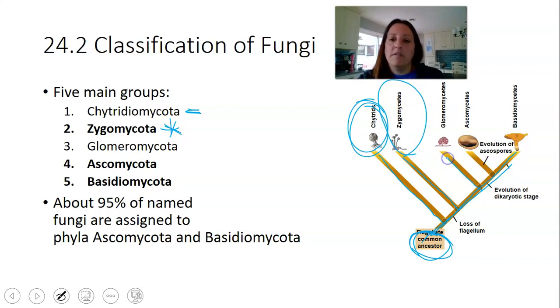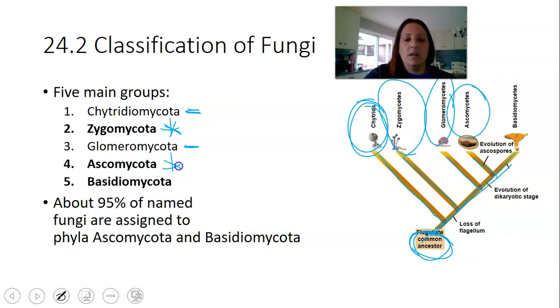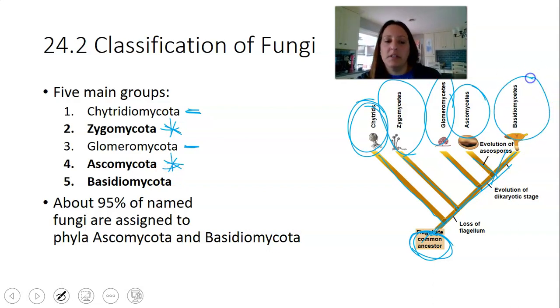And then the next to evolve here, the Glomeromycota. We're not going to look at those. Fungal names are kind of tough. The next group here to evolve are the Ascomycetes and the Ascomycota, which we are going to talk about. And the last group, or the most recent to evolve, are the Basidiomycota, which we are also going to talk about. Okay. About 95% of the fungi on our planet belong to the Asco and Basidiomycota, those two divisions.